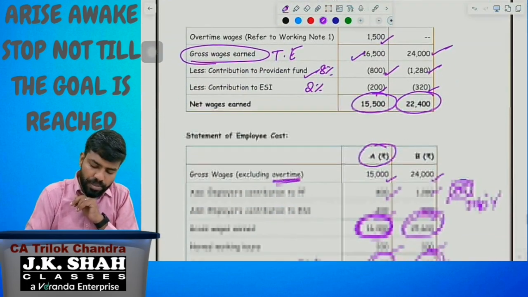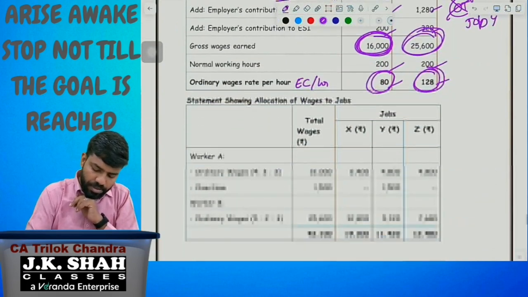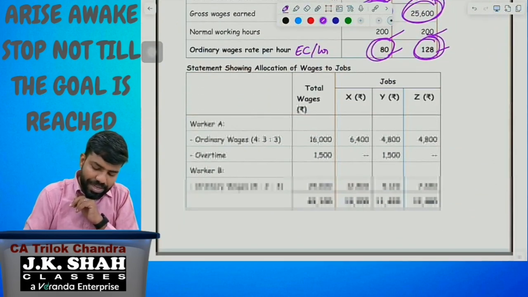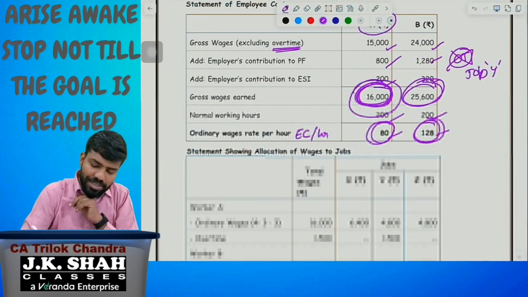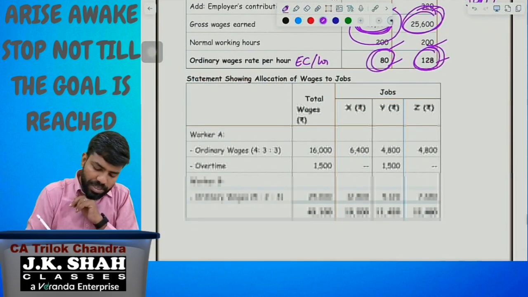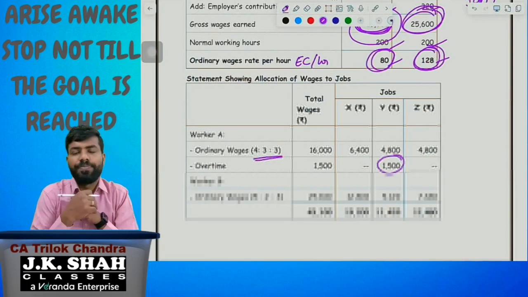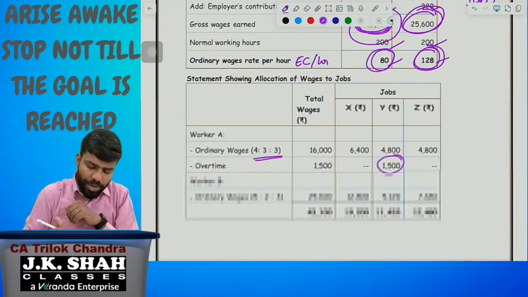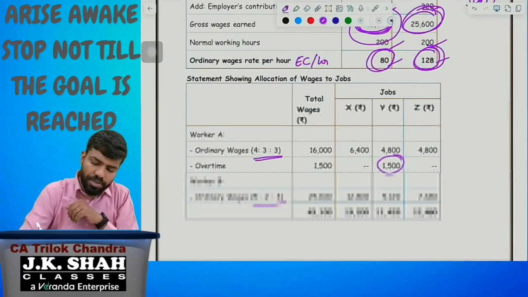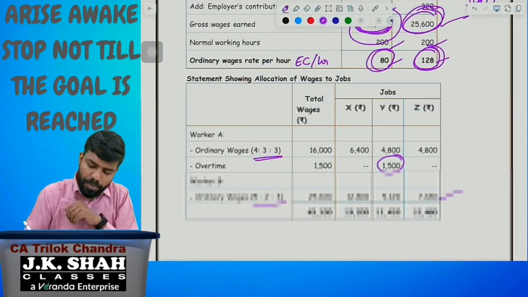Look at here. First, worker A, ordinary wages 16,000. We are apportioning in the proportion of 4 is to 3 is to 3. Overtime, I keep telling from the beginning, it is specifically given to job Y. Next, worker B, 5 is to 2 is to 3, total amount is 25,600, we apportion.